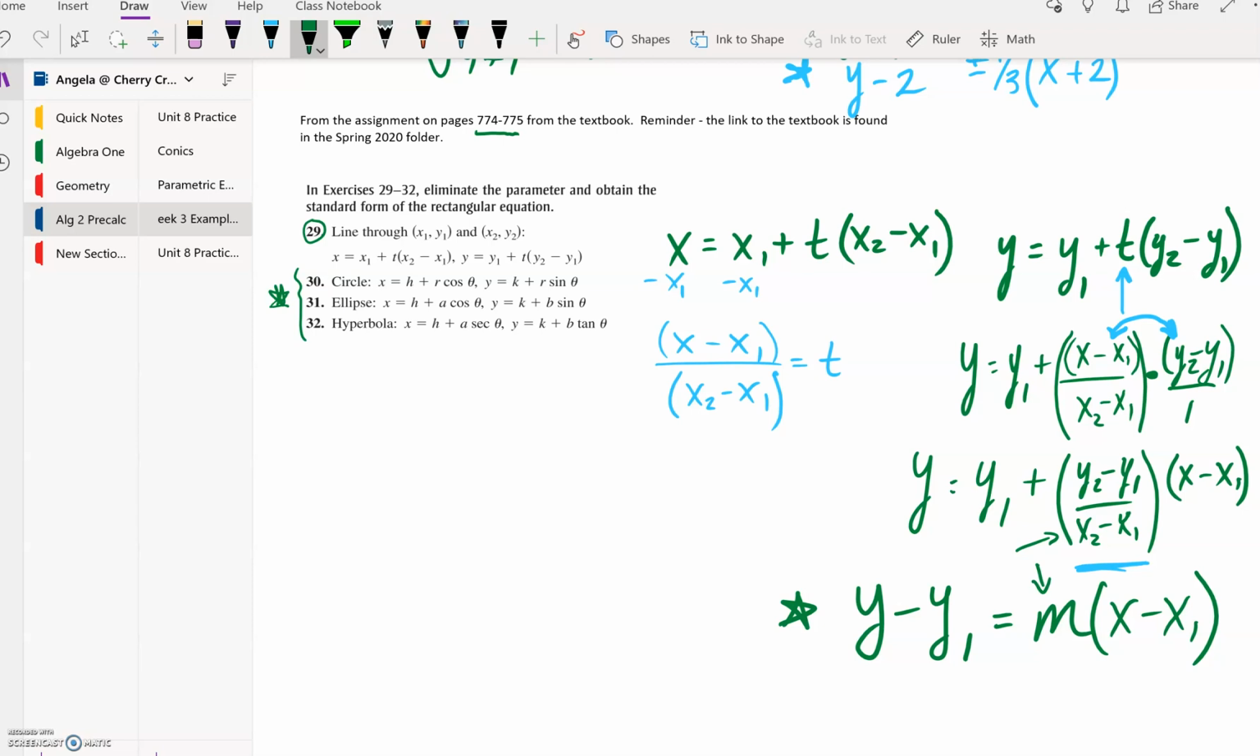I hope you could follow that one. I think you need to try it for yourself on maybe question number 30 in your homework, and see how that goes.